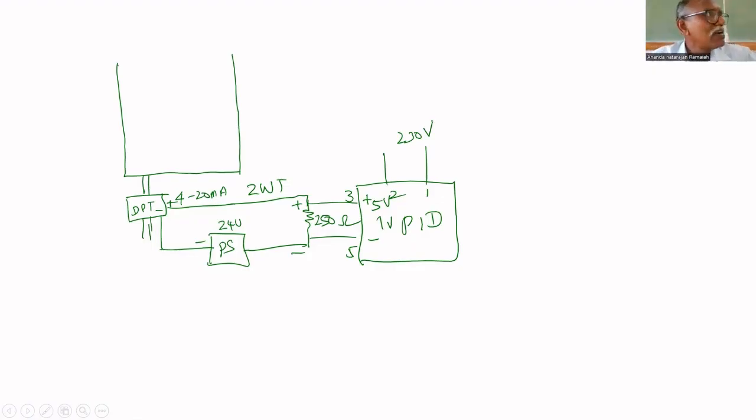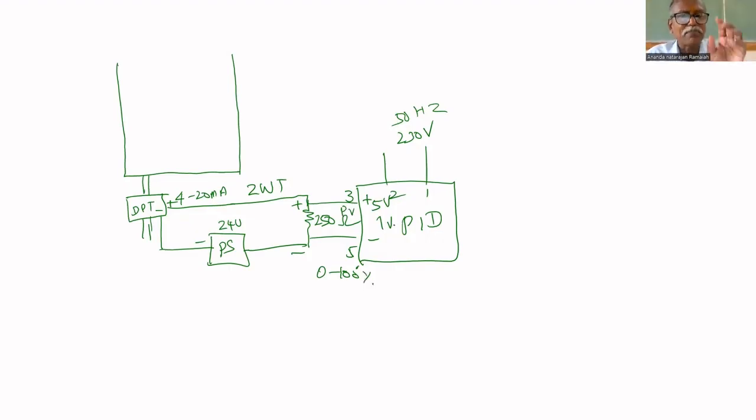You should be very careful. So 230 volt, single phase, 50 hertz power supply is given to that PID controller. Here we are giving 0 to 100% level. 0 to 100% level is given as input. PV is given here.